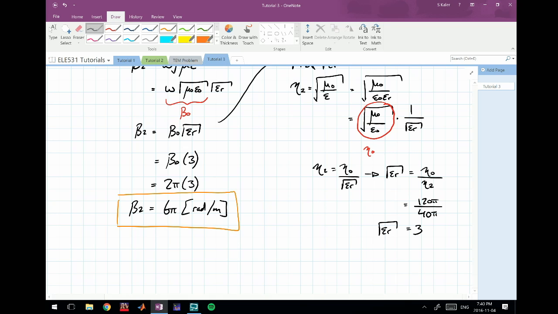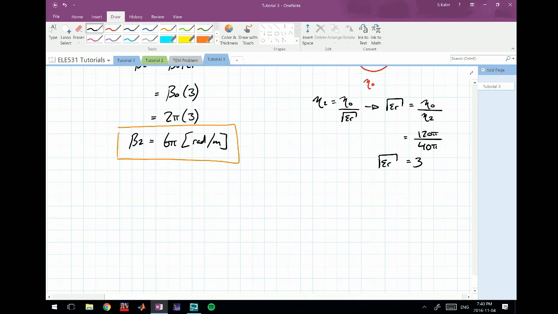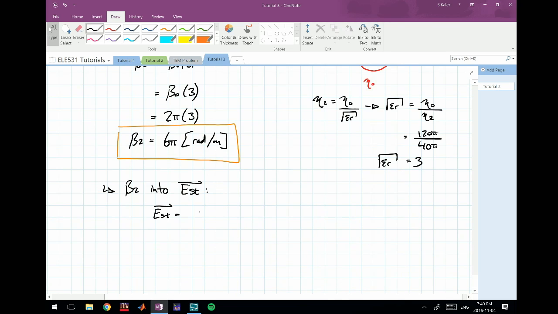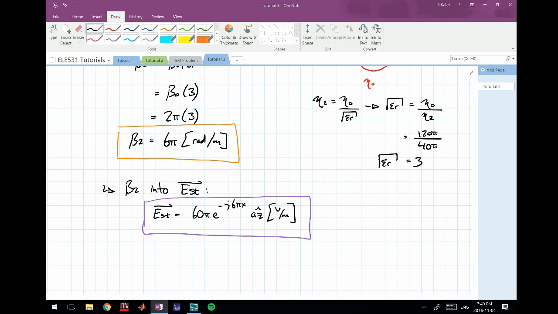So now what I can do is plug beta 2 into EST, and then that gives me EST was 60 pi e to the minus j 6 pi x a z volts per meter. Now we can get the purple volts. Any questions about that one? I know that was a little more involved compared to most of the parts.